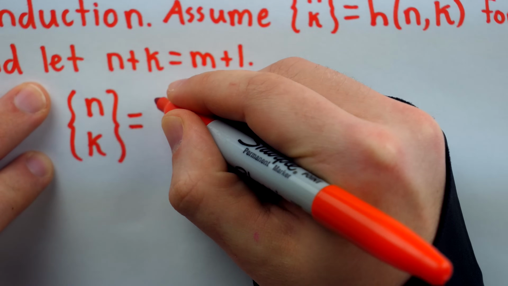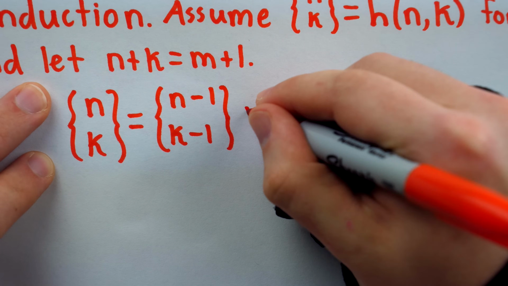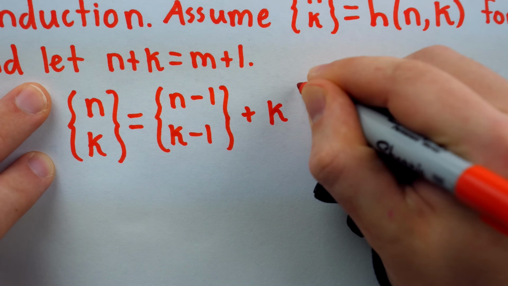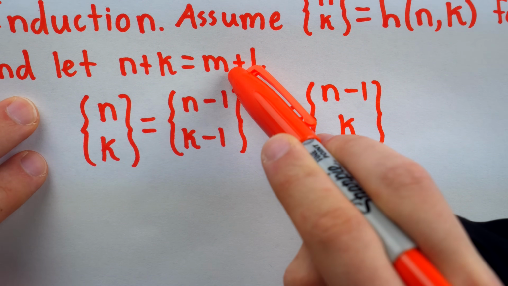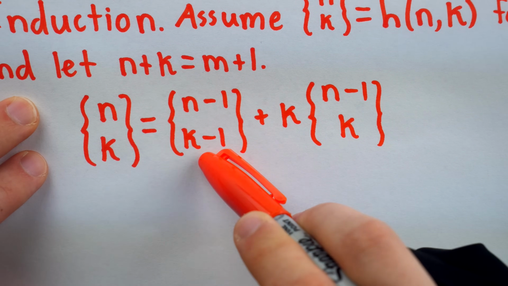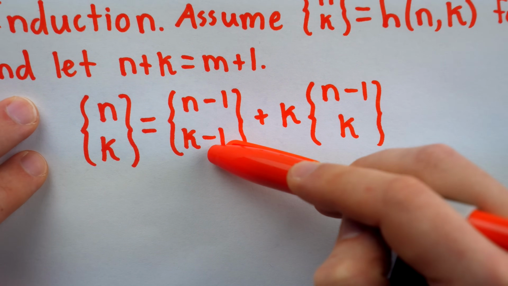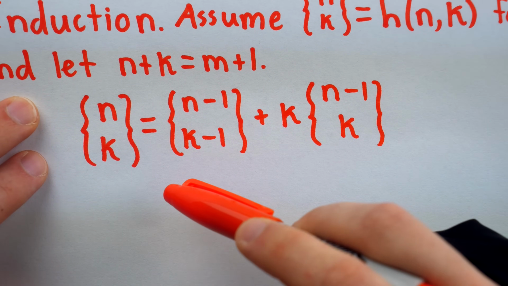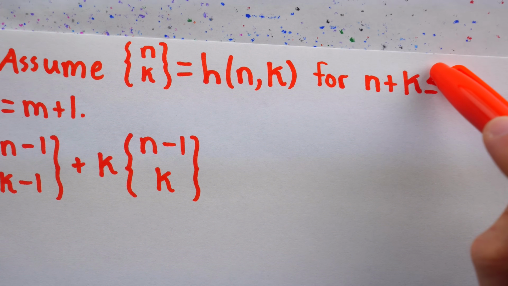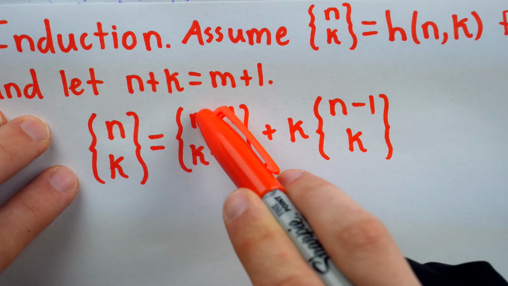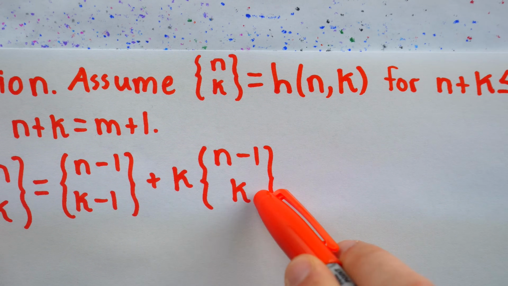Indeed, we know that n subset k is equal to n minus 1 subset k minus 1 plus k multiplied by n minus 1 subset k. Now, n plus k here equals m plus 1. But now, in this Stirling number of the second kind, we've reduced both arguments. We have n-1 and k-1. Their sum, then, is certainly less than or equal to m, and so our induction hypothesis applies. Namely, this is equal to h of n-1, k-1, and similarly for this term.